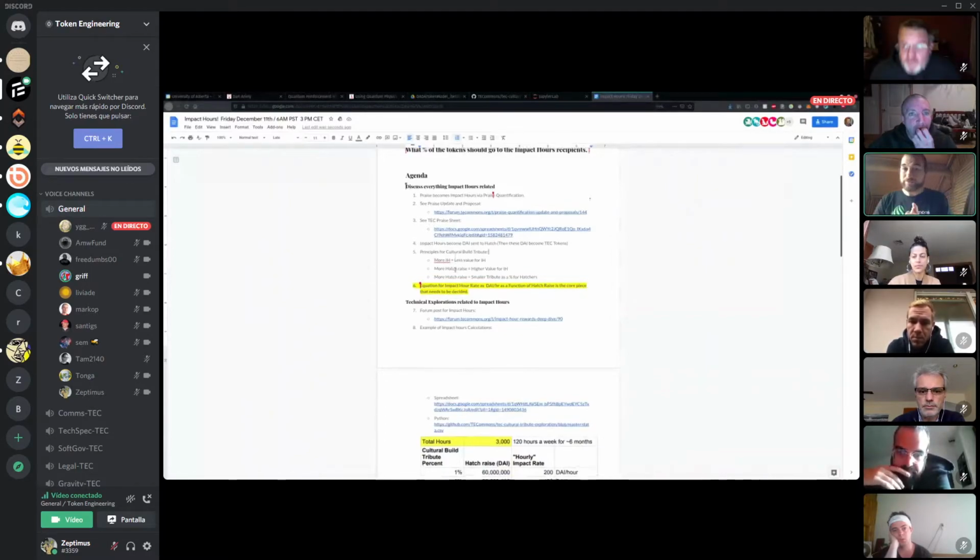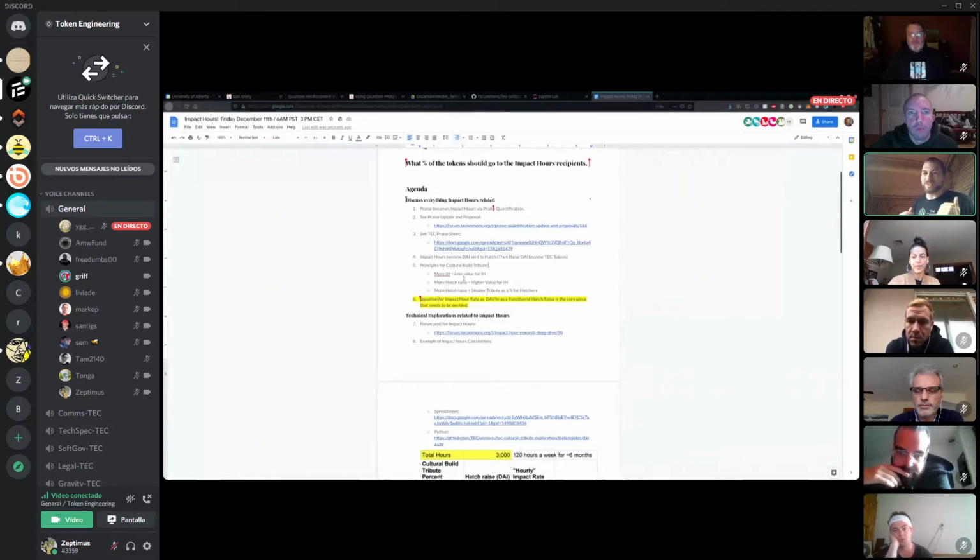So the principles for designing the cultural build tribute are that there are two main variables for determining how much an impact hour is worth. There's how many total impact hours there are, and how much we raised during the hatch. And the design is such that if there are more impact hours, then each impact hour is worth less.